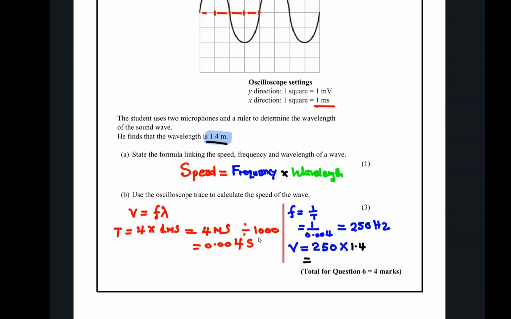It was given there, and when you work out that becomes 350 meters per second. I believe you've understood how to work out such questions.